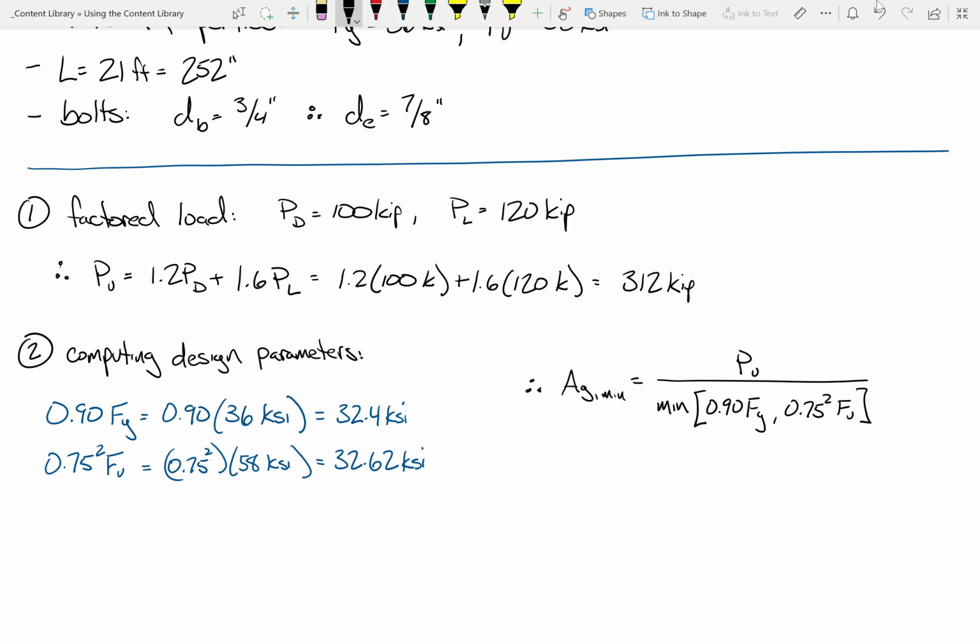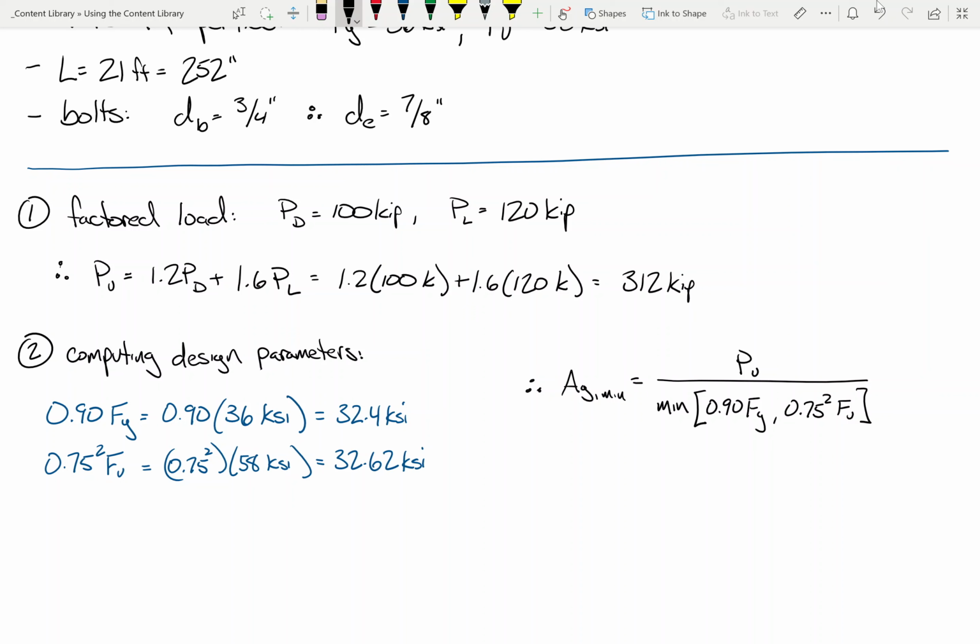Okay. So now, do we have another design parameter that we can compute? Exactly right. We can compute our radius of gyration for design. So this is, what was the length? 252 inches? Which is what? 0.84 inches, right?